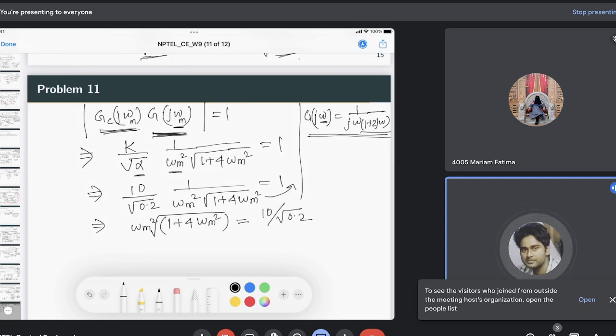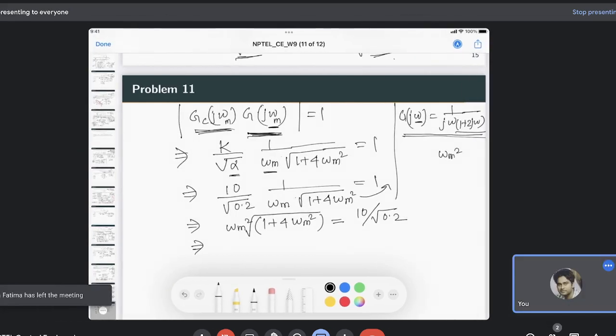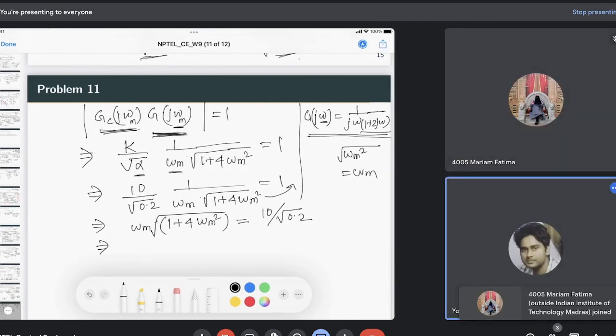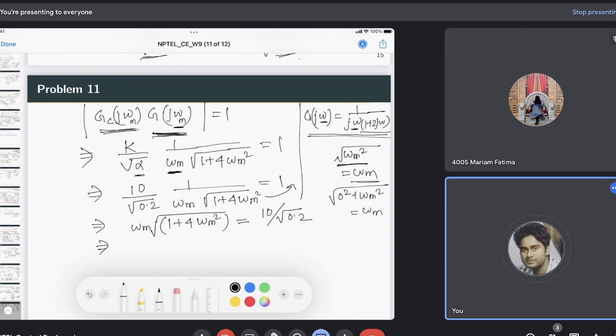I will take the square on both sides. As you can see, the magnitude of j omega is the square root of omega m square, so it will be just omega m, not omega m square, because the real part is 0 squared plus omega m square from the imaginary part, and the square root of that is just omega m. So I just made a mistake there by putting a square. It will be omega m.